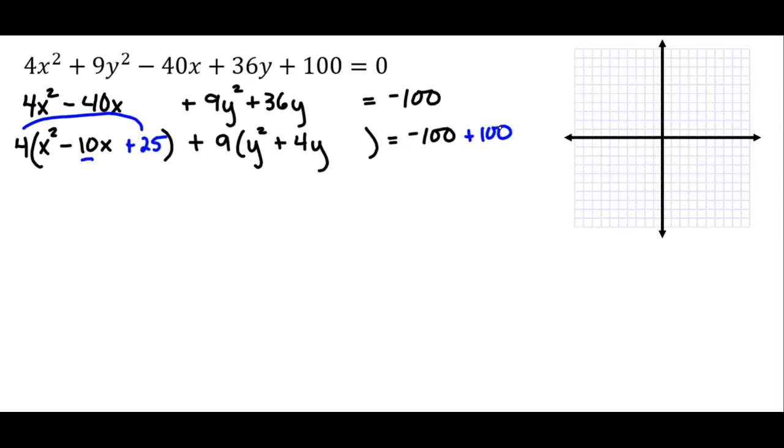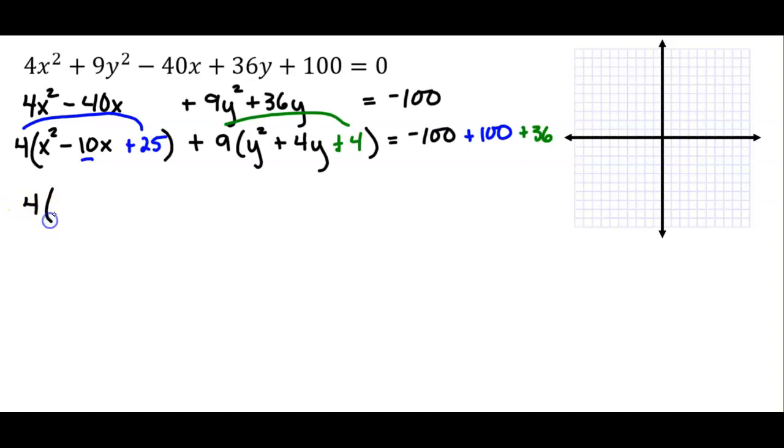All right, now I'll do it in green. We'll do the same thing with the y's. So take the 4, divide by 2, and square it. That gives you a 4. But it's not really going to be a 4 on the other side. It's going to be 36.